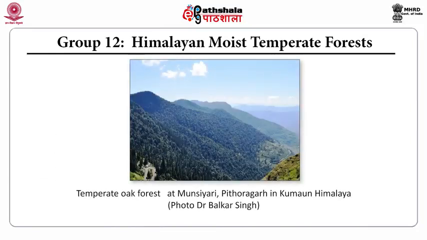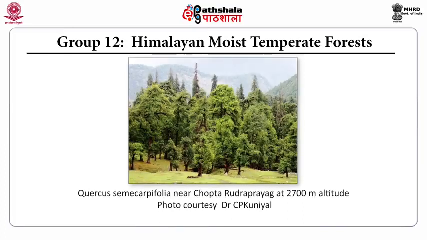So, in this slide we see a view of the Himalayan moist temperate forest from the Munsiyari region of Pithoragarh in Kumaon Himalayas. It is dominated by the oak species. In this slide we see a view of the Himalayan moist temperate forest dominated by Quercus semecarpifolia. It is from the Rudraprayag region at a height of 2700 meter altitude.